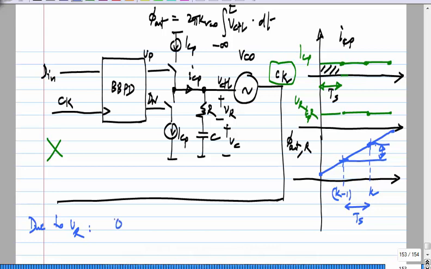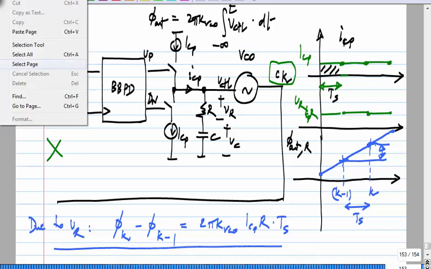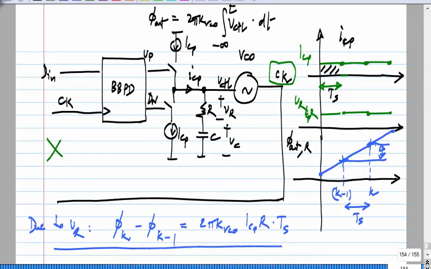Now, again let me look at the effect of only VC. ICP is still a constant equal to the charge pump current. So what is the capacitor voltage? What will it be? It will be a ramp, it will be a ramp like that. Obviously, constant current flowing into a capacitor produces a ramp. What will the output phase look like? It will be the integral of this. So the slope will go on increasing with time.